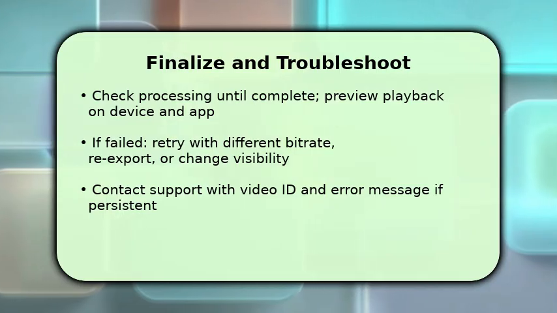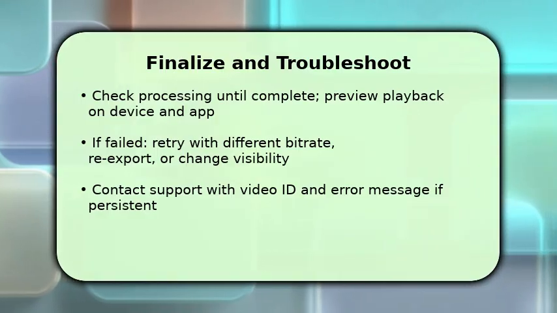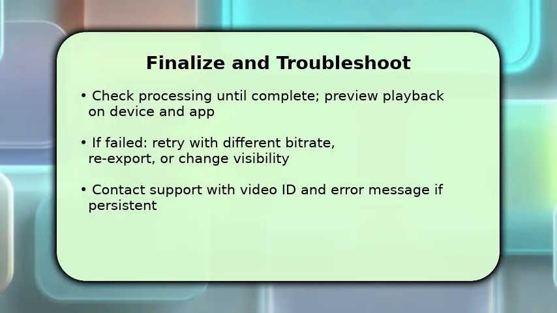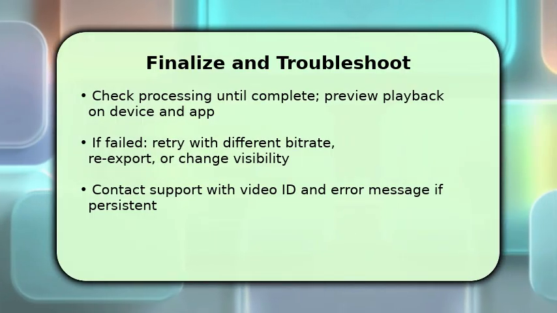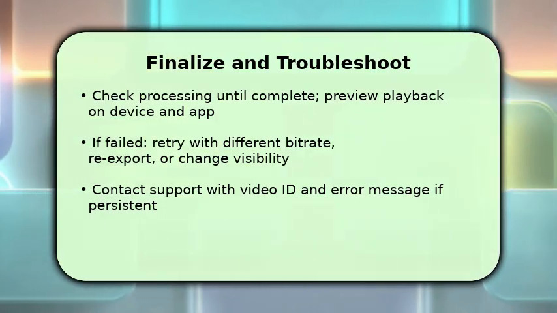If the upload fails, retry after re-exporting at a lower bitrate or different encoder, or toggle visibility from private to unlisted then public to refresh indexing. If problems persist, gather the video ID, exact error messages, and timestamps, then contact YouTube support.